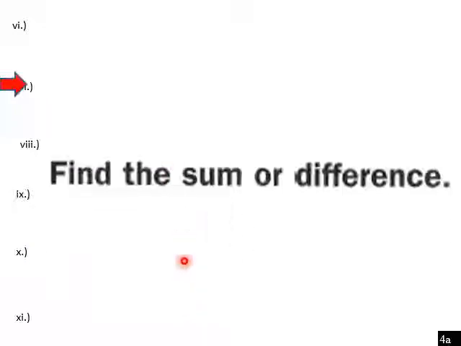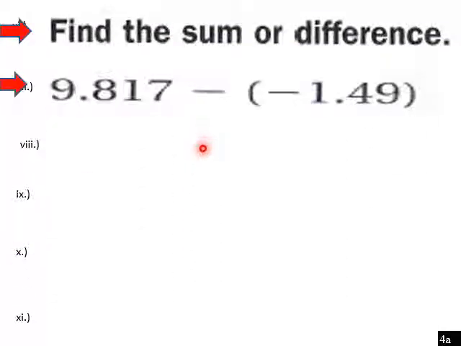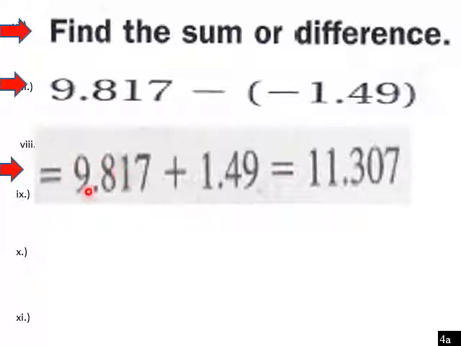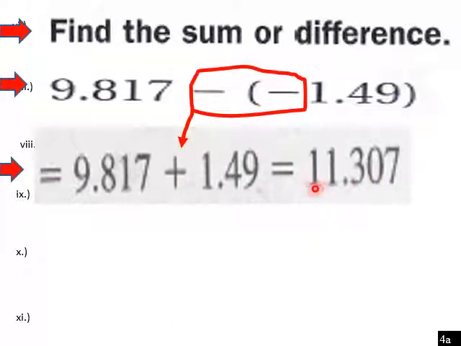Okay, so into our first guided practice, find a sum or difference. Our sum or difference here is 9.817. A negative of a negative is what? It's a positive, right? So 9.817 plus 1.49 equals 11.307. Our positive comes from a negative of a negative.